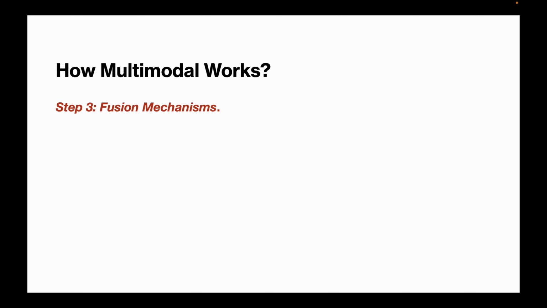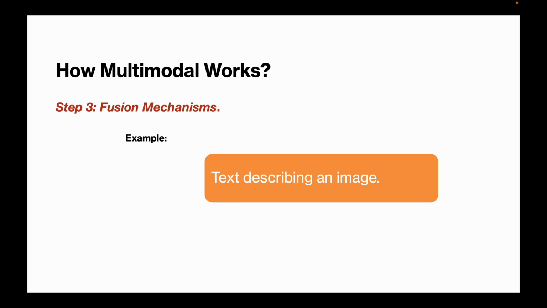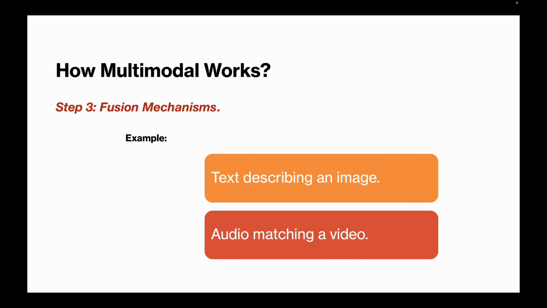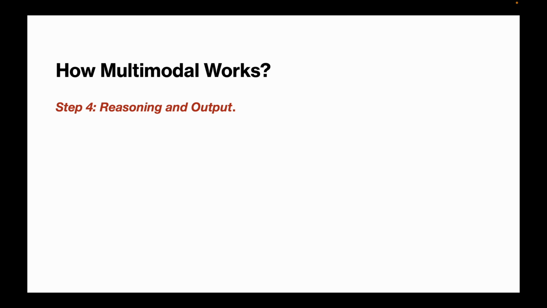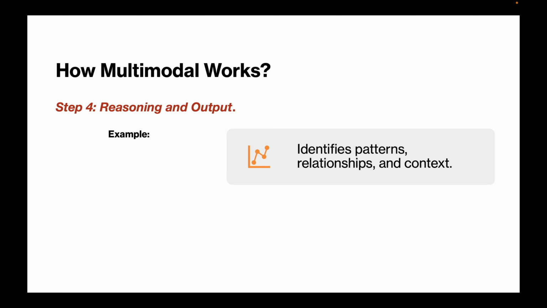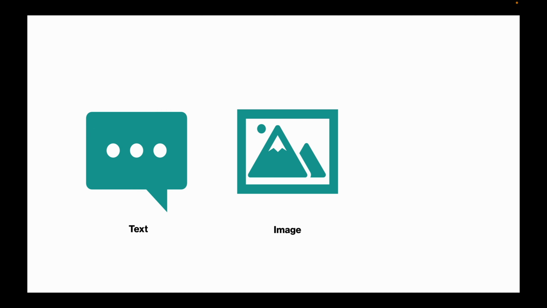Step 3 is the fusion mechanism. Once encoded, the next step is to combine these representations. This is called fusion. The system learns relationships such as text describing an image, or audio matching a video. Step 4 is reasoning and output. After the fusion, the model performs reasoning over the combined data. It identifies patterns, relationships, and context, and then generates a proper response. The output can be text, image, audio, or a combination. The important thing here is that the model is not just processing inputs, but also reasoning across different modalities.